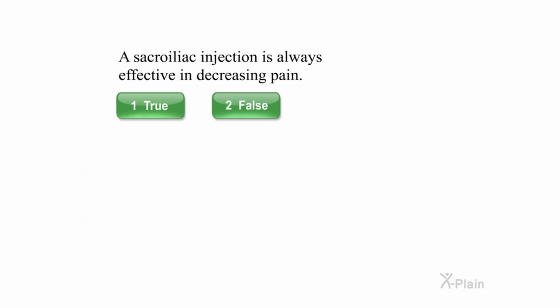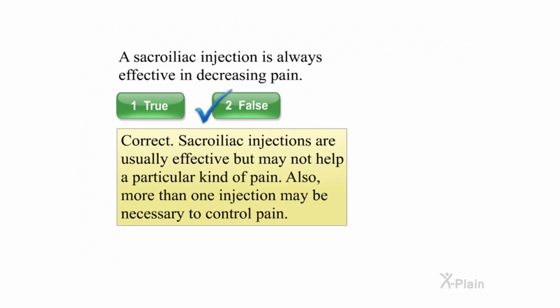A sacroiliac injection is always effective in decreasing pain. Select true or false. Correct. Sacroiliac injections are usually effective but may not help a particular kind of pain. Also, more than one injection may be necessary to control pain.